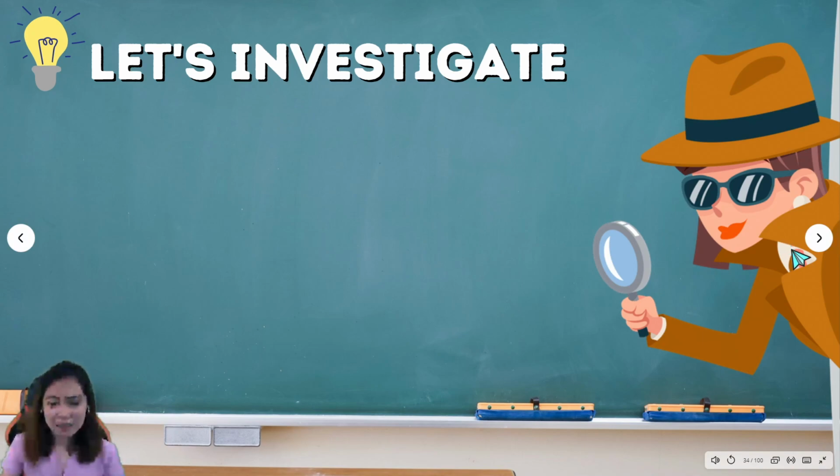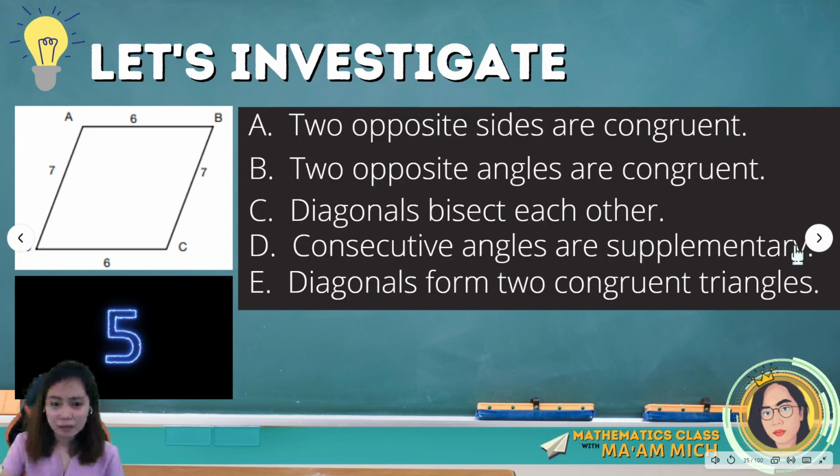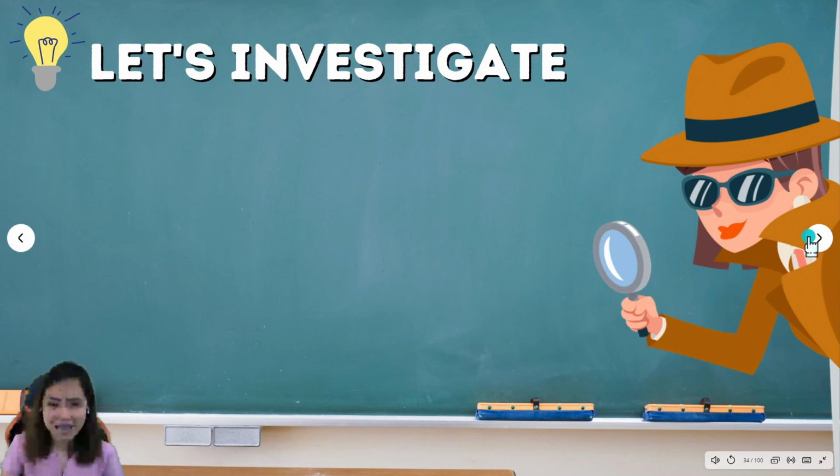Investigate the given illustration and tell whether this shows letter A, two opposite sides are congruent. Letter B, two opposite angles are congruent. Letter C, diagonals bisect each other. Letter D, consecutive angles are supplementary. Or letter E, diagonals form two congruent triangles. Let's start with the first one. You have 5 seconds to answer.